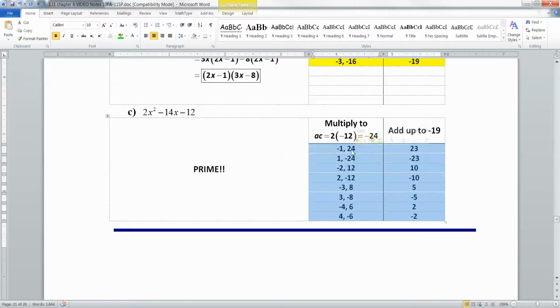You can just do the list of all the things that make negative 24 and then see if any of them add up to negative 19. If they don't, you're prime.